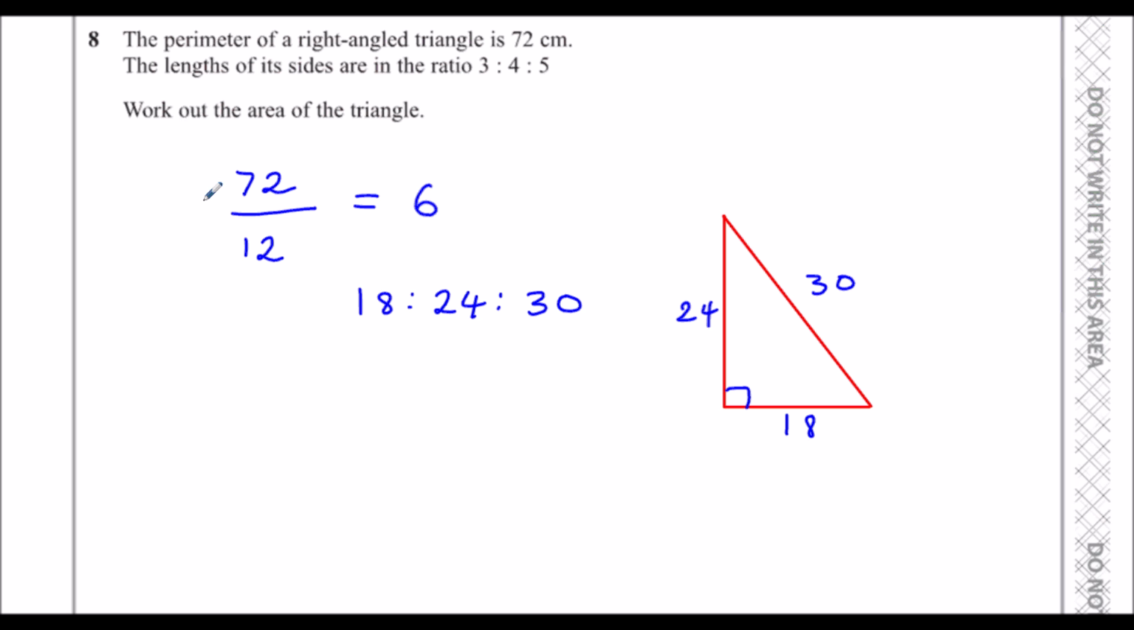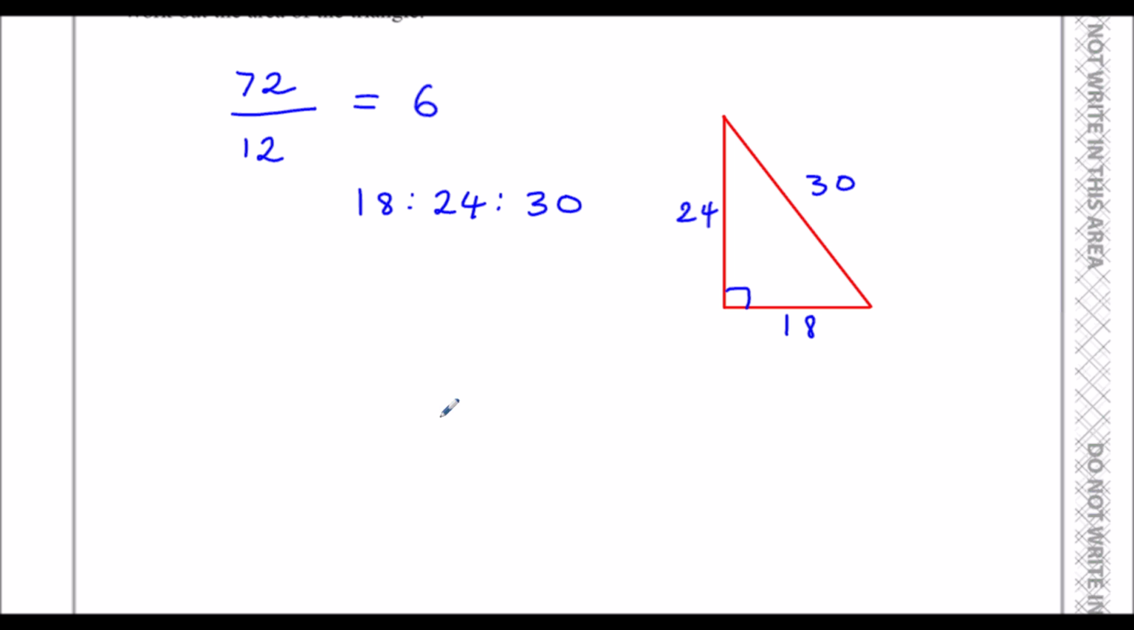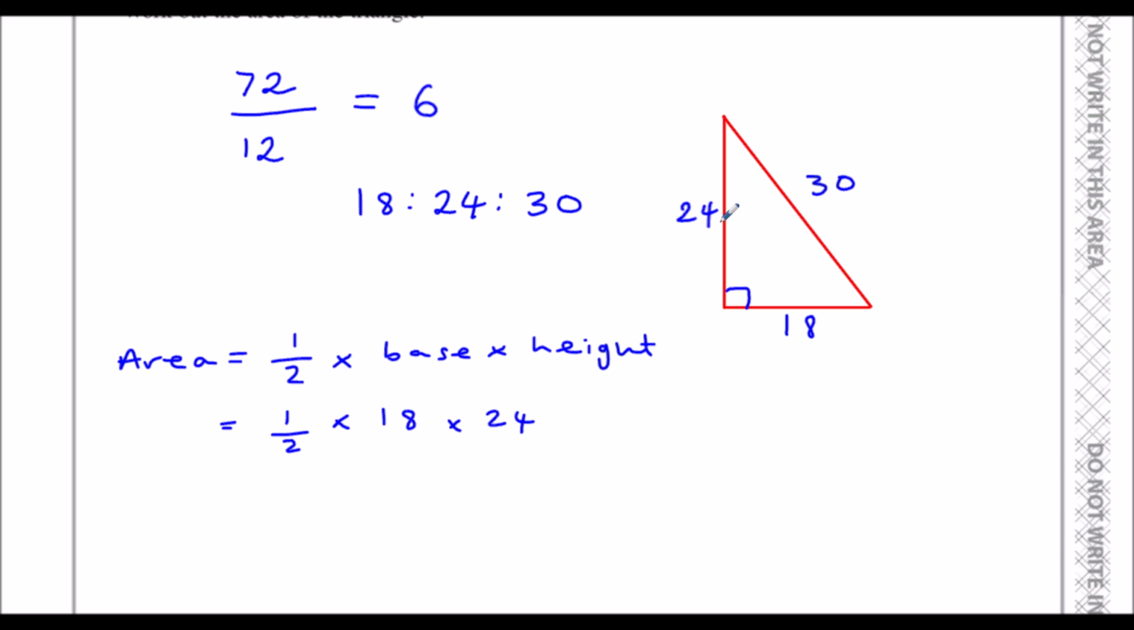And the question says, work out the area of the triangle. So the area of the triangle is half base times height, or base times height, divided by 2. So half times 18 times 24. We use the perpendicular height. We don't use the diagonal height. We use the perpendicular height to work out the area of a triangle.